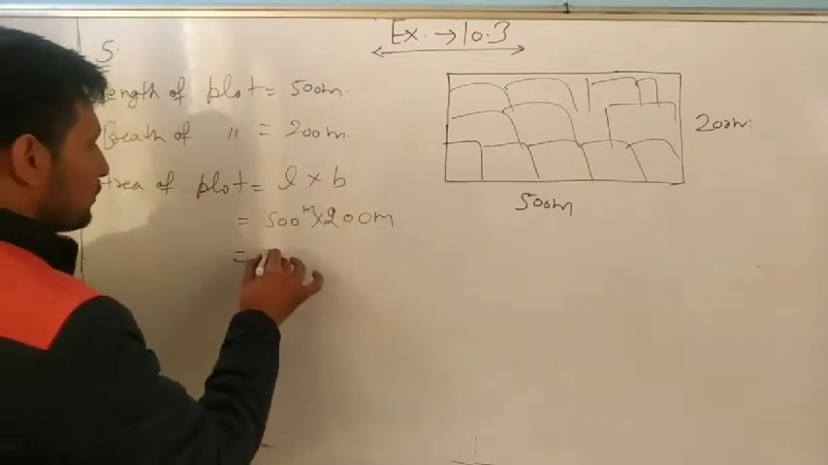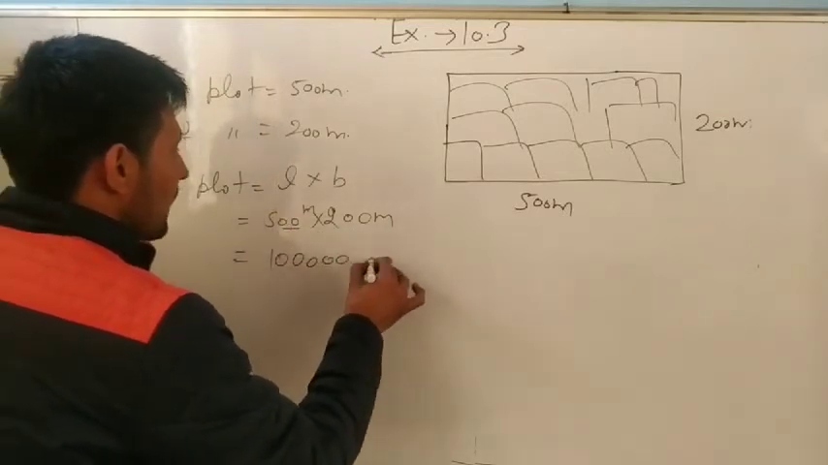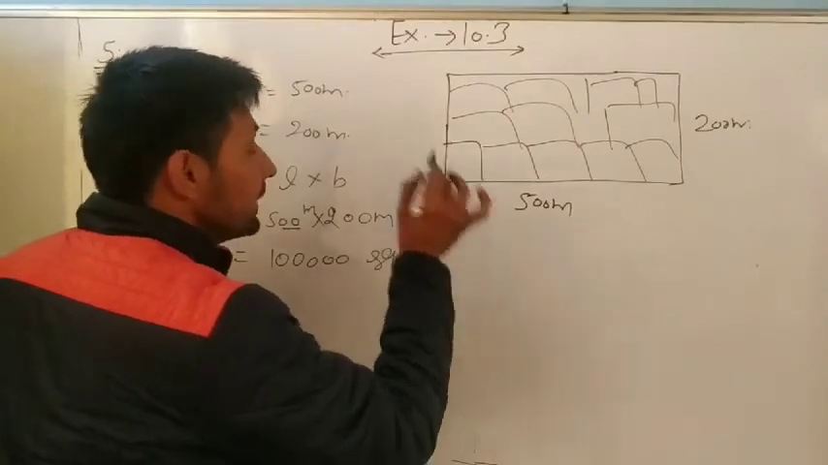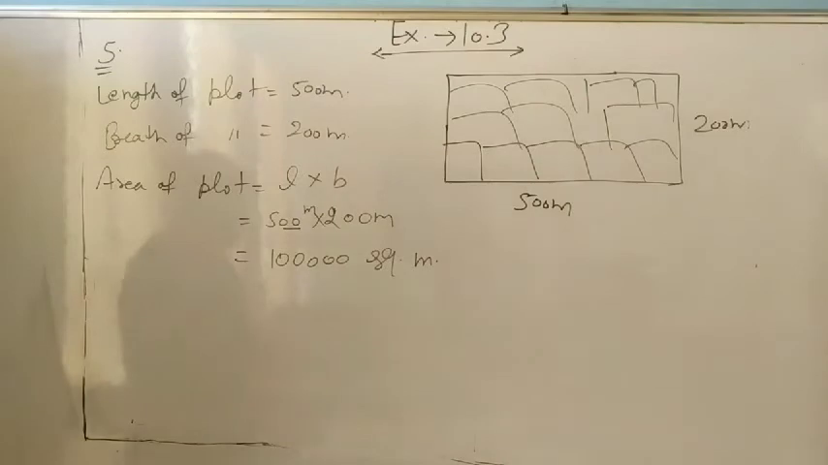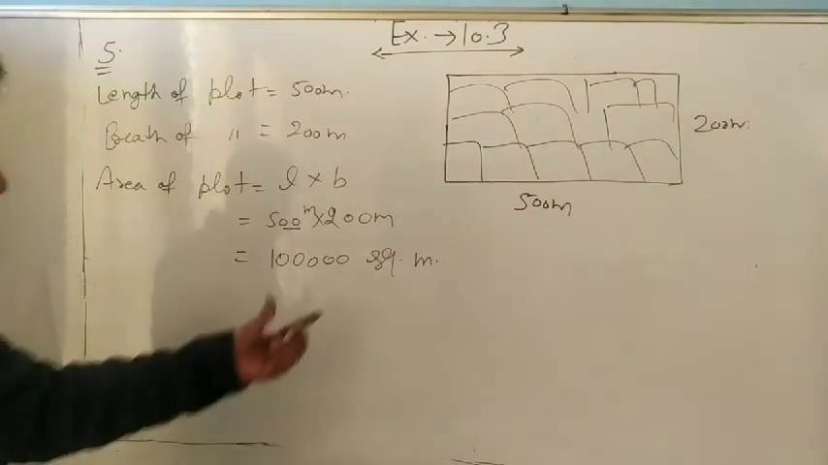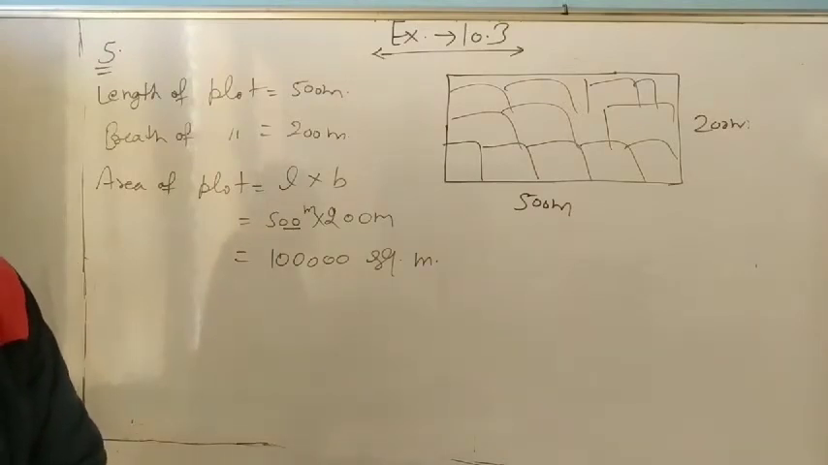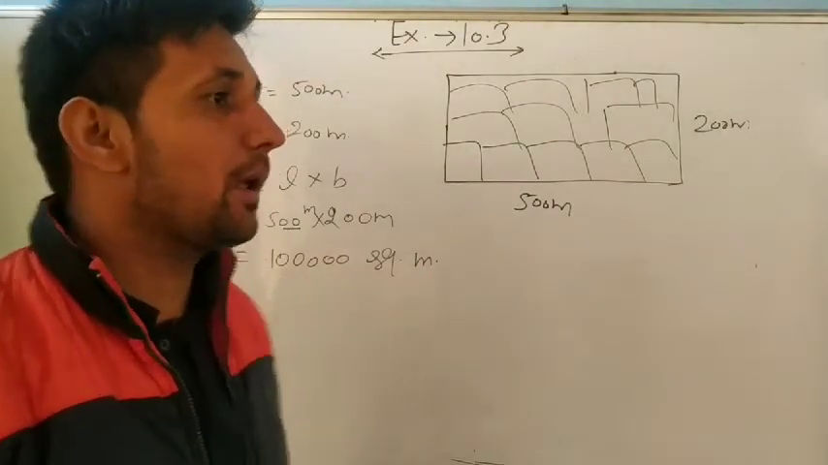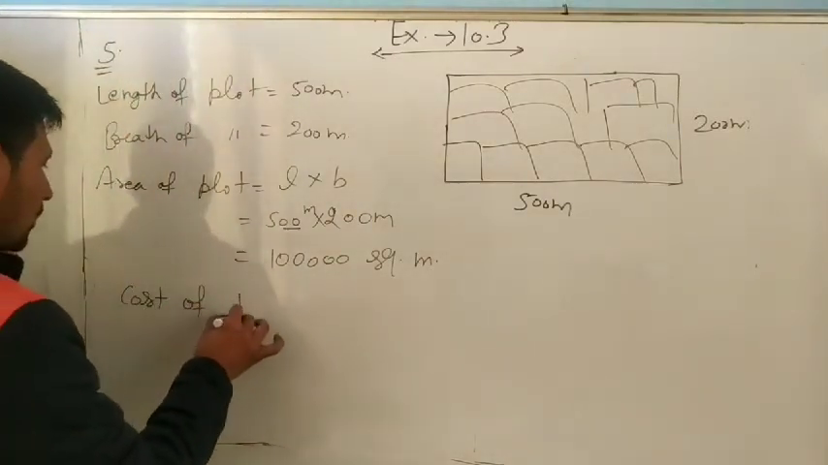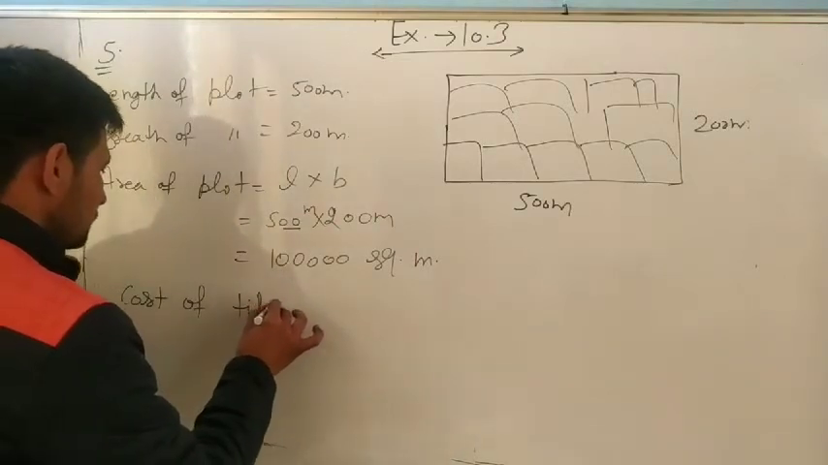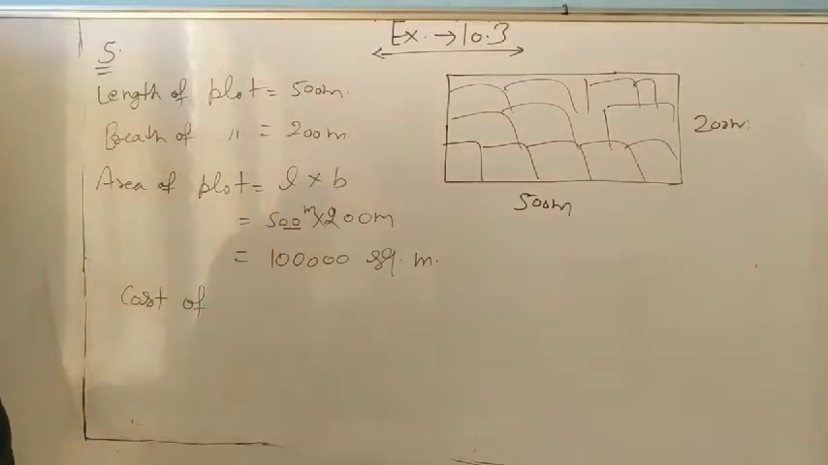Meter. So how much? 5 into 2 is 10, then 4 zeros: 1, 2, 3, 4, and square meter. Area is always in square meter. And in the question it is given, the total cost of tiling. So it is the total area, but what is the total cost? 8 rupees per 100 square meter. So we write cost of tiling. We have to find what is the total cost of tiling.